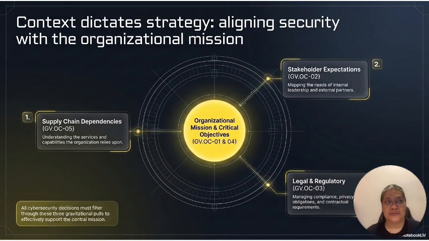Now, we already said that if we understand the strategy, we can align security, right? If we understand the business, we can align the proper security measures to secure it, with the organization's mission. Where does it want to go? What it wants to do, right? So context is very important, right? So here you see three areas, right? The most important one is understanding the organizational mission and its critical objectives.